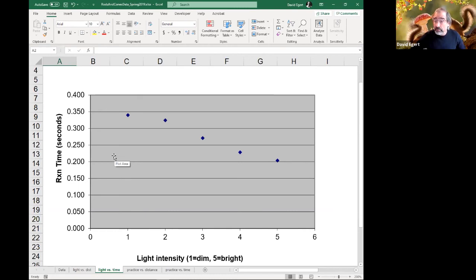But this is on a practical level. This kind of data is really useful in knowing your own limitations. Under dim light conditions, you are going to be twice as slow pretty much at reacting to visual stimuli. Any other comments or questions about this one?